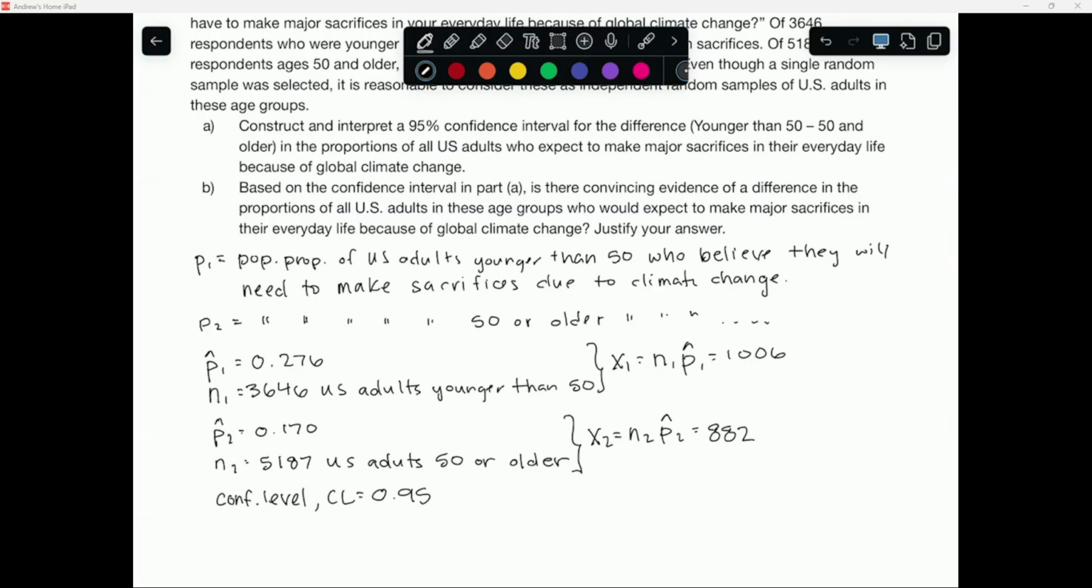I'm also going to jot down my number of failures just so that later I don't have to think about it, because I don't want to have to do the math more than necessary. So 5187 minus 882, so we can get our number of failures at the same time. So 3646 minus 1006. First group had 2640 failures, and then 5187 minus 882. Second group had 4305 failures.